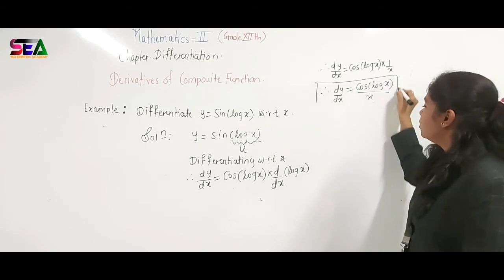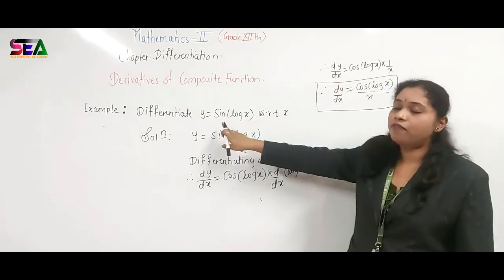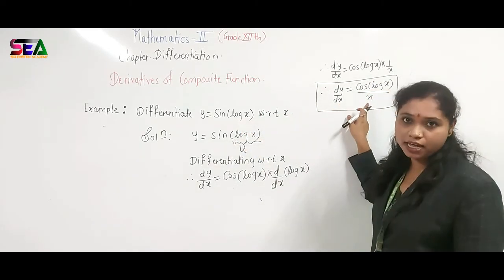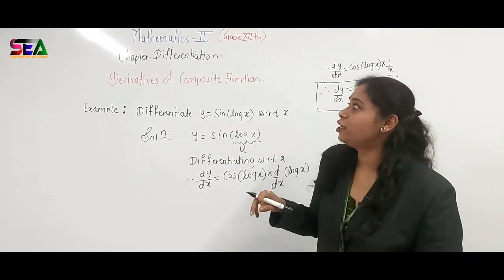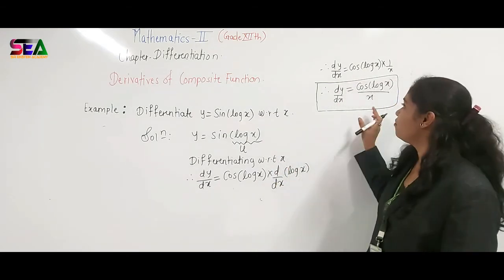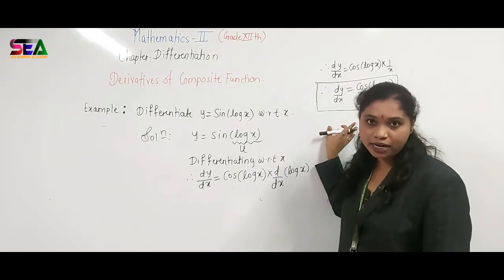If you observe, if your function is given in x, then your final answer will be in x. This is how the chain rule principle works for a composite function. Here we got our final answer dy by dx.